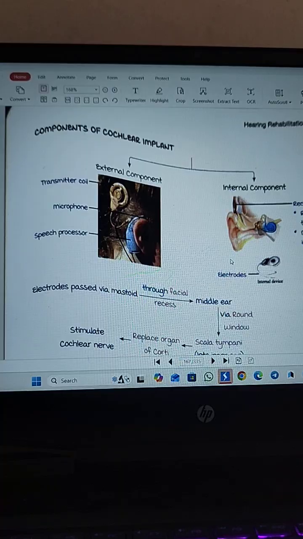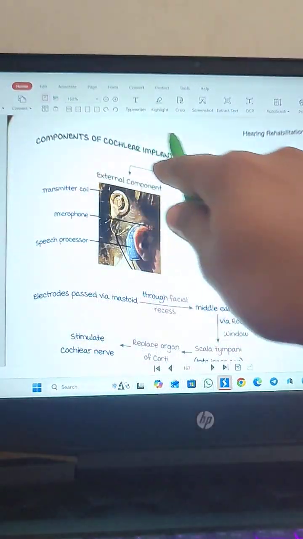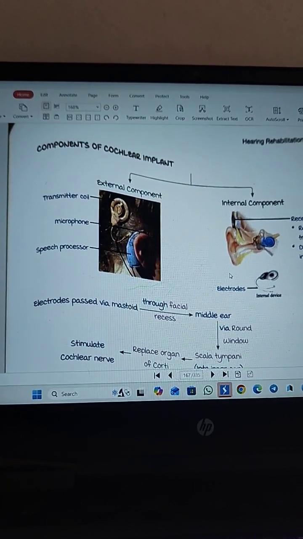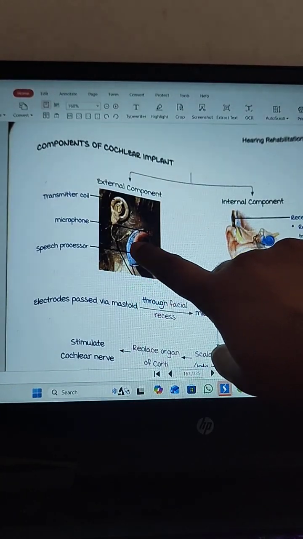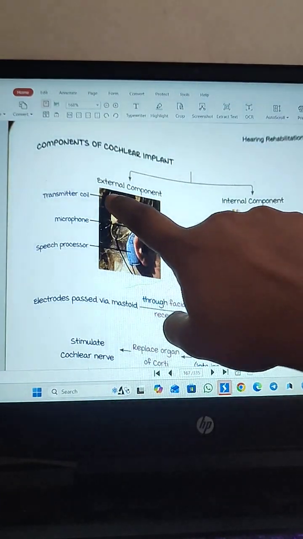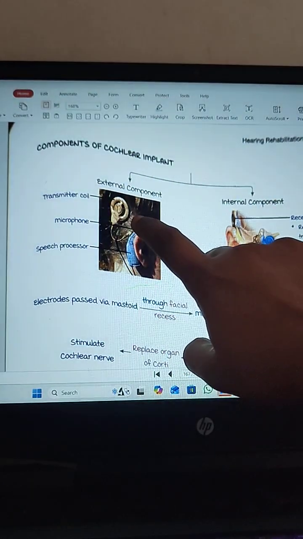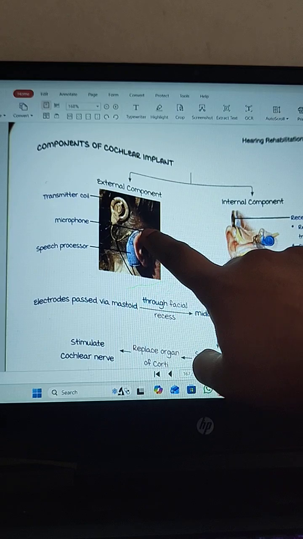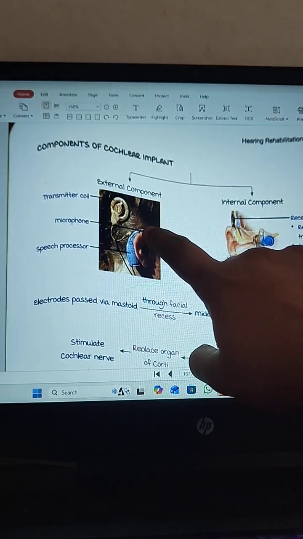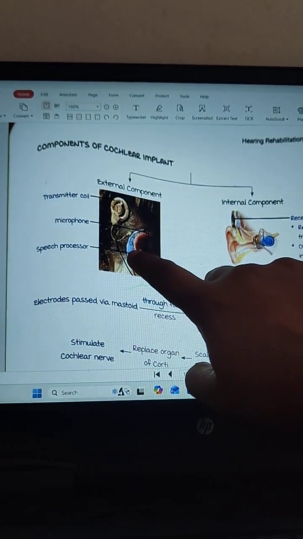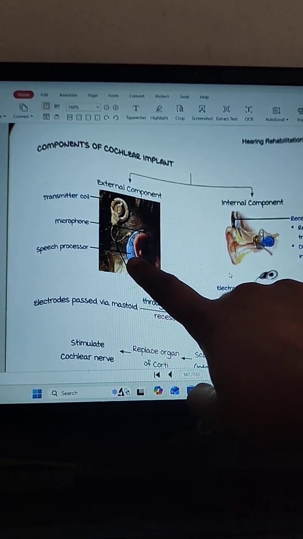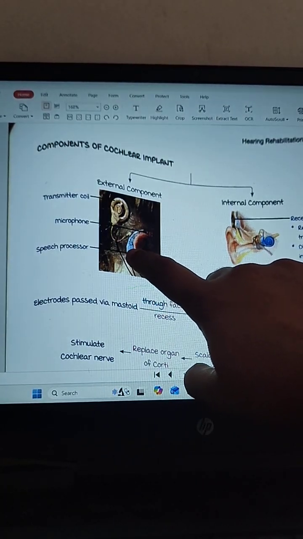Now the components of the cochlear implant: it has an external component and an internal component. The external component has a speech processor, a microphone and a transmitter coil. First the microphone will pick up the sound and send it to the speech processor. The speech processor will convert that sound to digital impulses and send them to the transmitter coil.